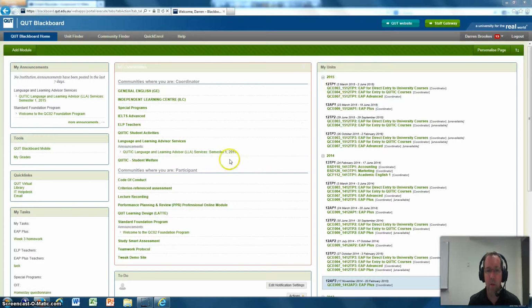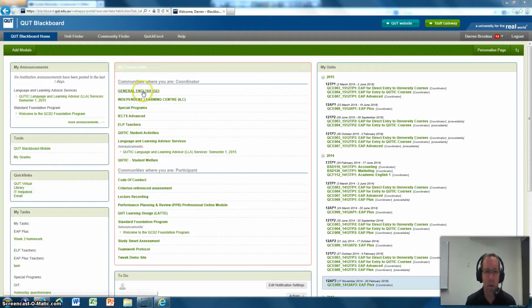and the idea of this VLE is to acculturate our pathway students, starting at the lowest level in general English right through to the highest level of EAP Advanced, so that they will have a working knowledge and familiarity with the Blackboard Learning Management System and the VLE that they will need to engage with in the QUT faculties.